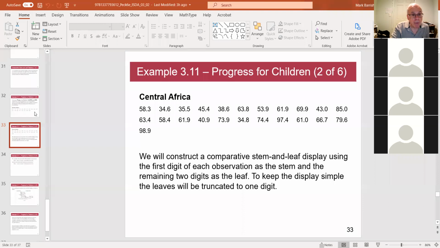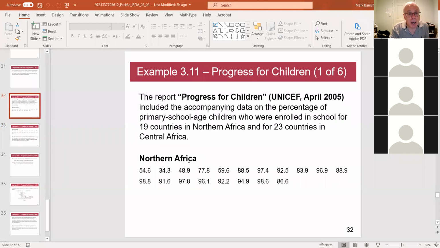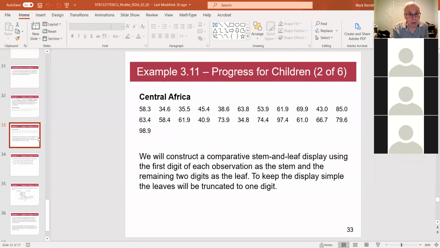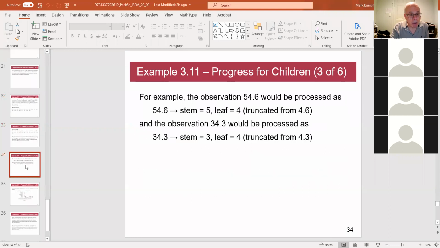Suppose you had these 2 countries here. You had North Africa. There's 19 countries in North Africa listed. And what are these numbers? They're the percentage of primary school age children who were enrolled in school in North Africa. So these are percentages enrolled in school. You can see there's one country in North Africa that only has 34.3% enrolled in school. We want to compare it to Central Africa. All right. We want to do a comparison between these 2 groups.